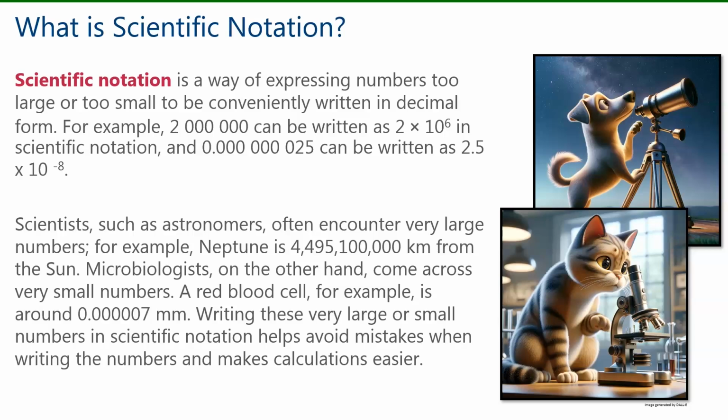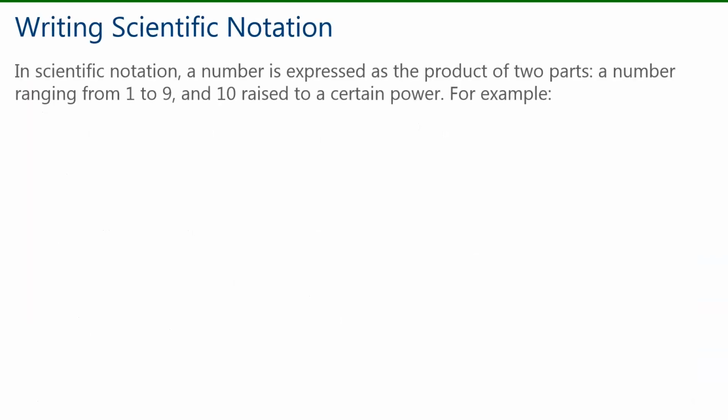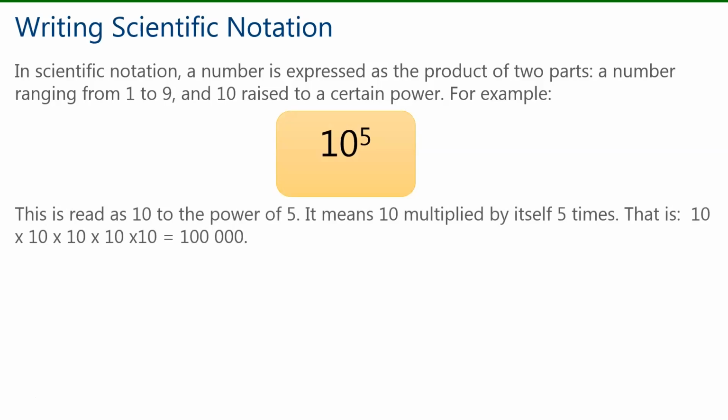and makes calculations easier. In scientific notation, a number is expressed as a product of two parts, a number ranging from 1 to 9, and 10 raised to a certain power. For example, 10 to the power of 5. This is read as 10 to the power of 5. It means 10 multiplied by itself 5 times. That is 10 times 10 times 10 times 10 times 10, which is 100,000.